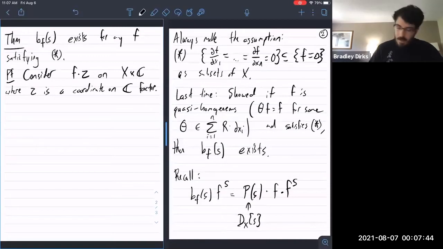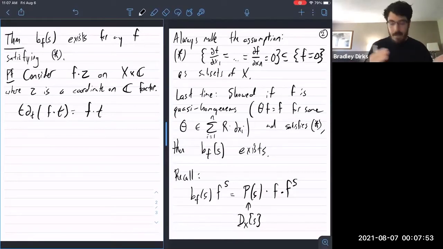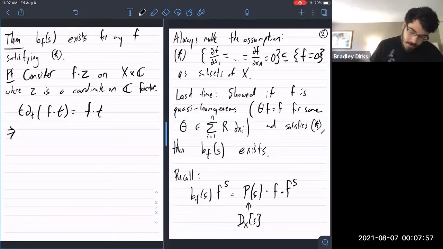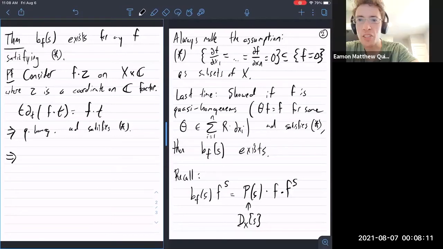Okay, so then t dt applied to f times t is just equal to f times t, right? Like the f comes out and then the t goes away, but then you multiply back by the t. So this is quasi-homogeneous and satisfies star. It's pretty easy to check that this function will satisfy star on this x cross C. And so that means t is z. Is that right? Oh, sorry, yeah, those are all z's, my bad.